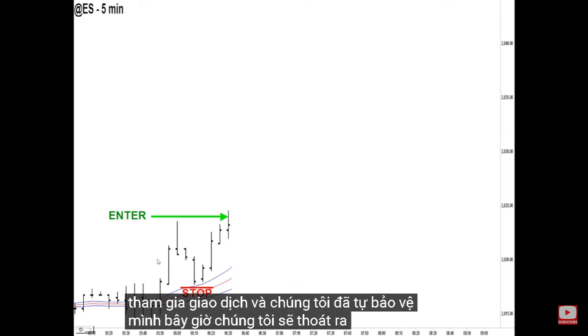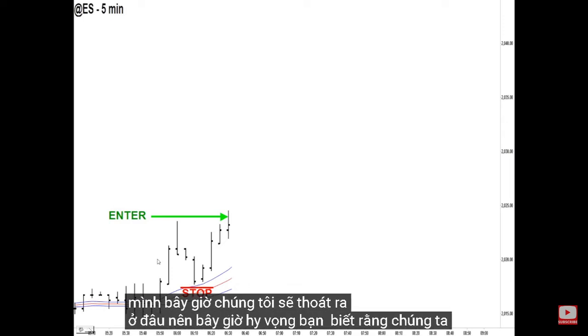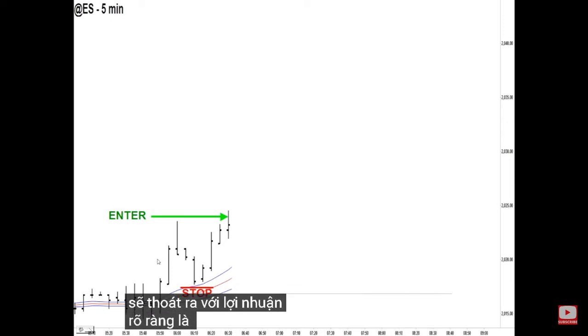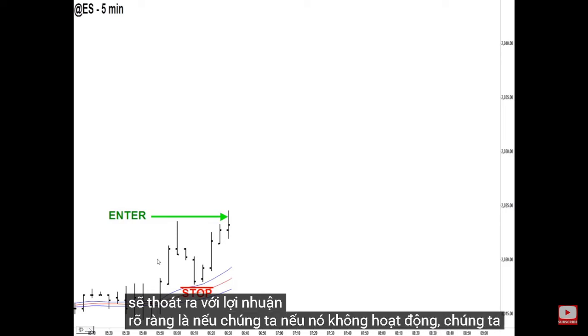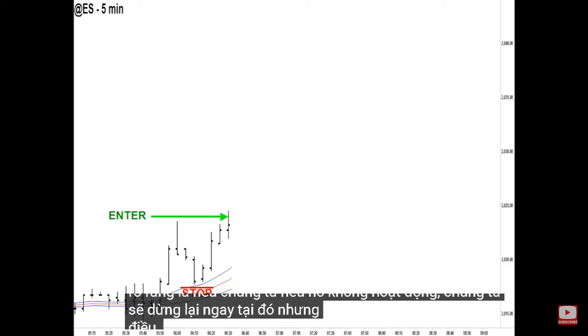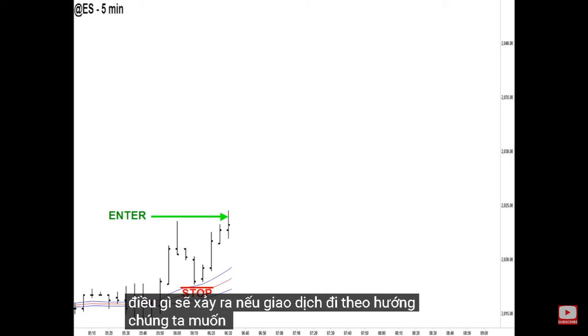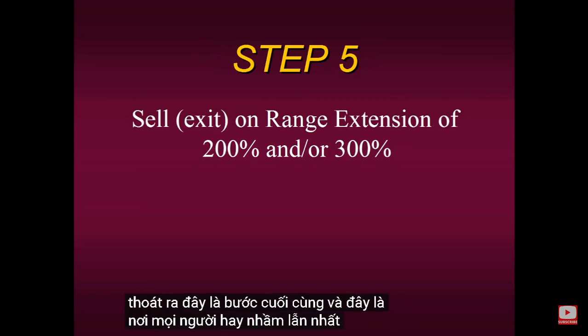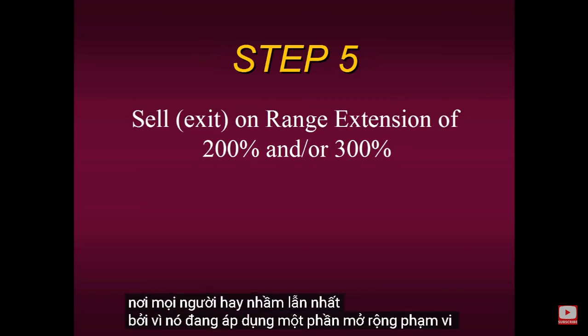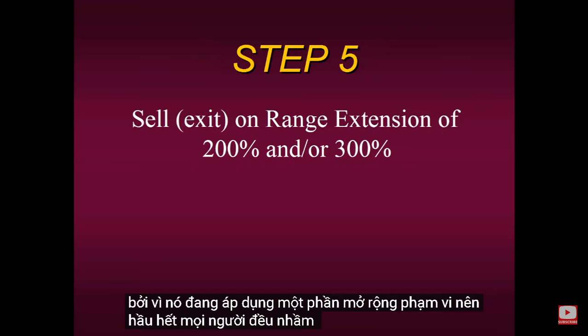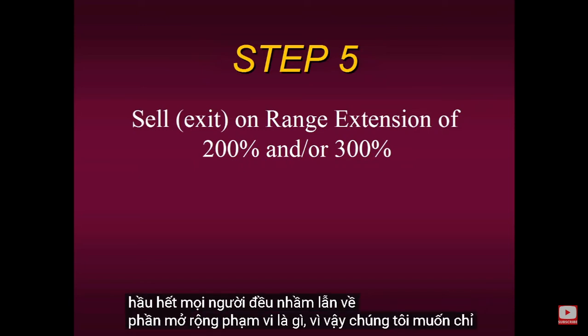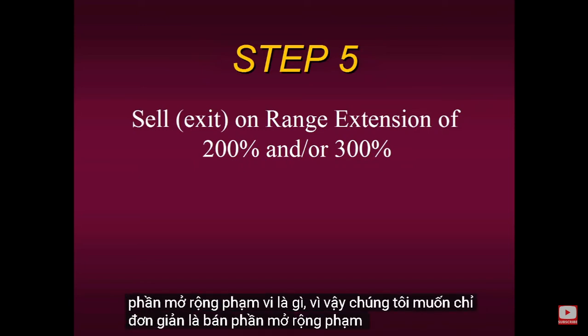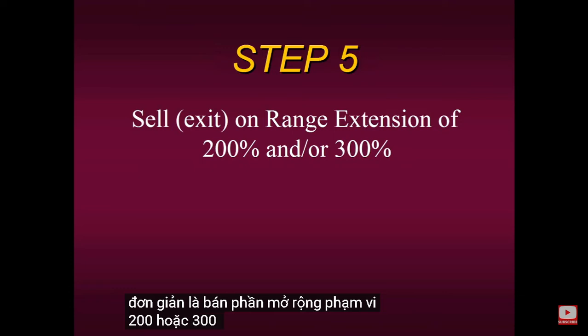Now, where do we get out? All right, so now hopefully we're going to get out with a profit, because obviously, if it doesn't work, we're going to get stopped out right there. But what if the trade goes in the direction we want it to go, which is up? Where do we exit? Here's the last step, and here's where people have the most confusion because it's applying a range extension. Most people are confused about what a range extension is. So we want to just simply sell on a range extension of either 200 or 300%.